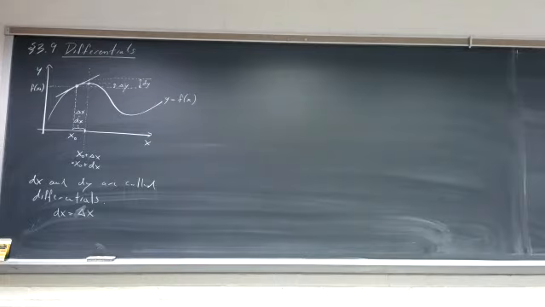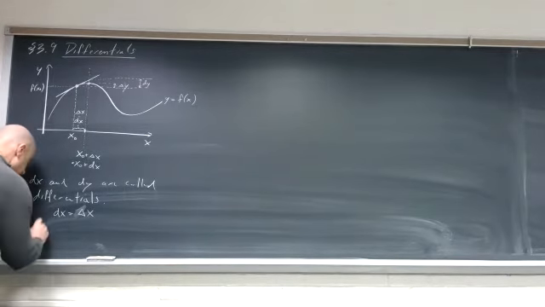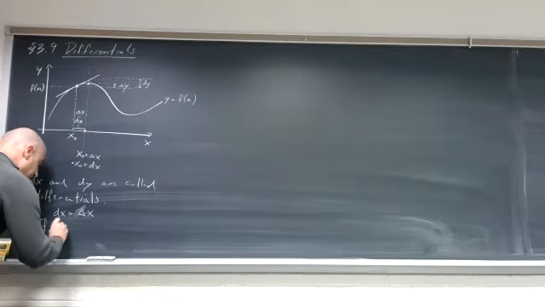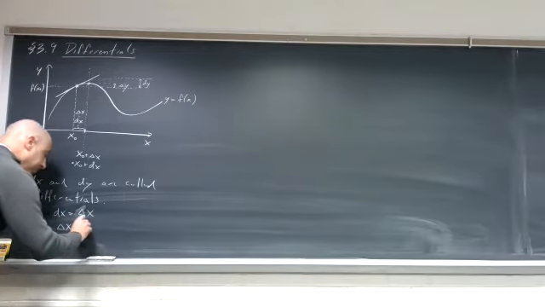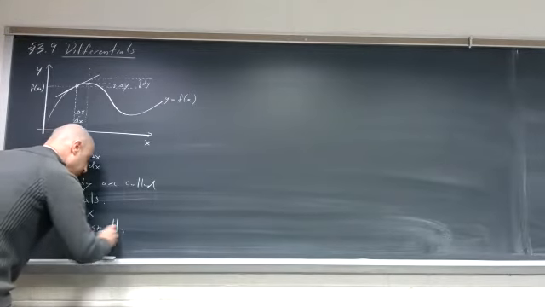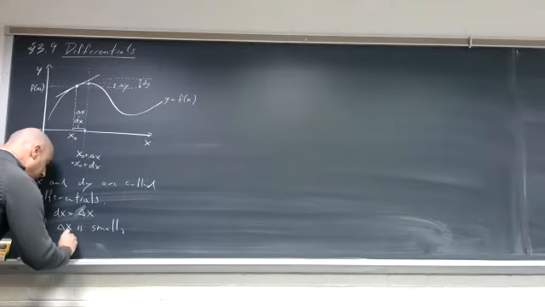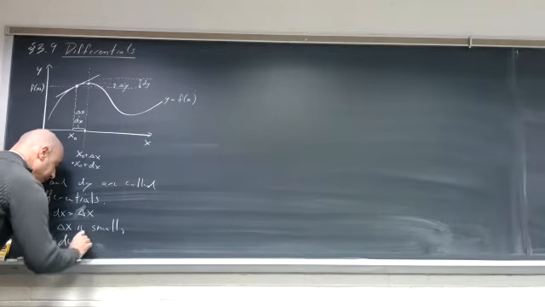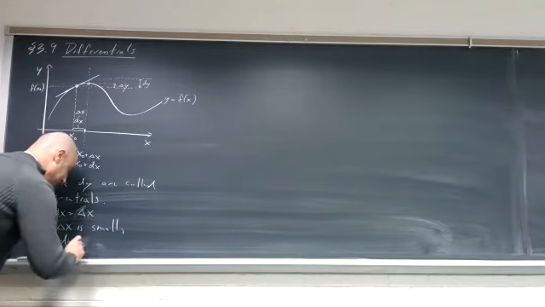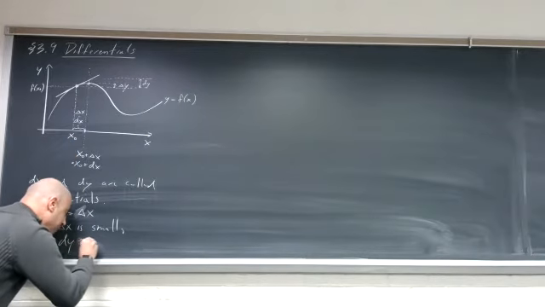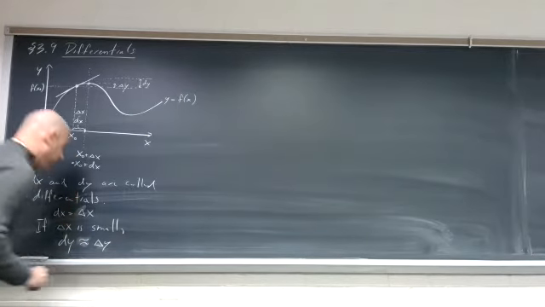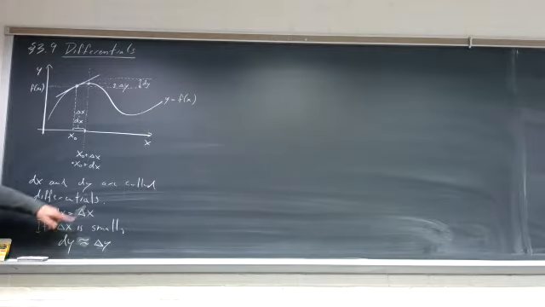Dy is not exactly equal to delta y, but if delta x is small, then dy is approximately equal to delta y. They're close. These two are exactly the same. If delta x is relatively small, then dy and delta y are relatively close.